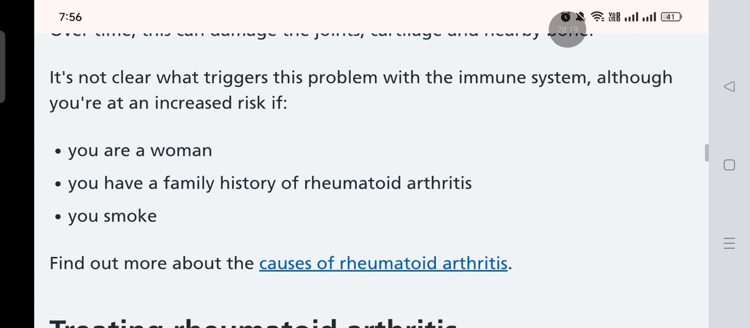It's not clear what triggers this problem with the immune system, although you are at an increased risk if you are a woman, you have a family history of rheumatoid arthritis, or if you smoke.